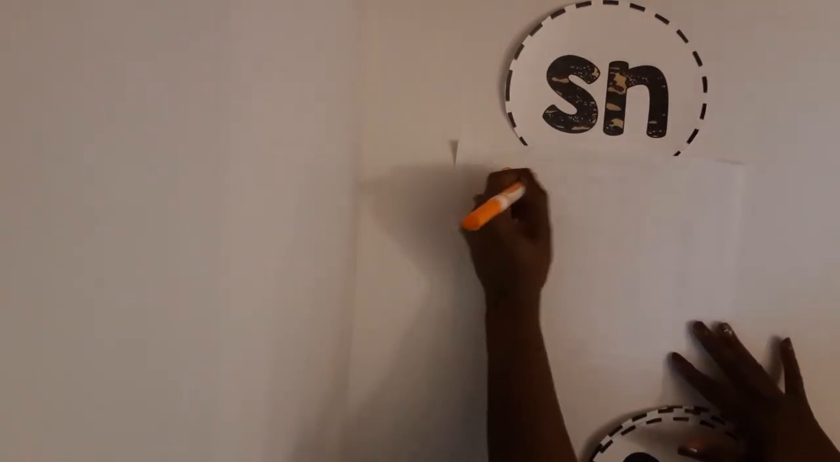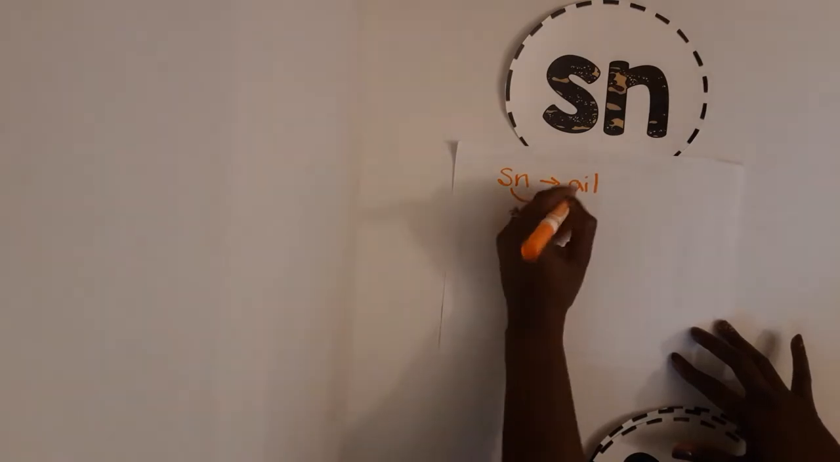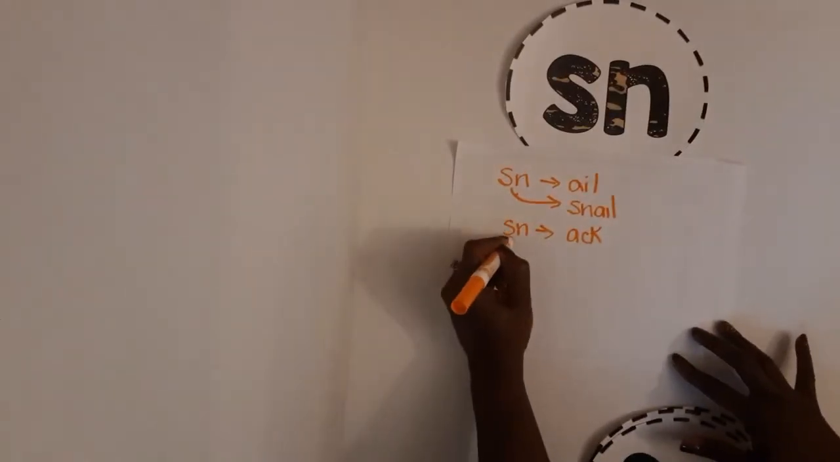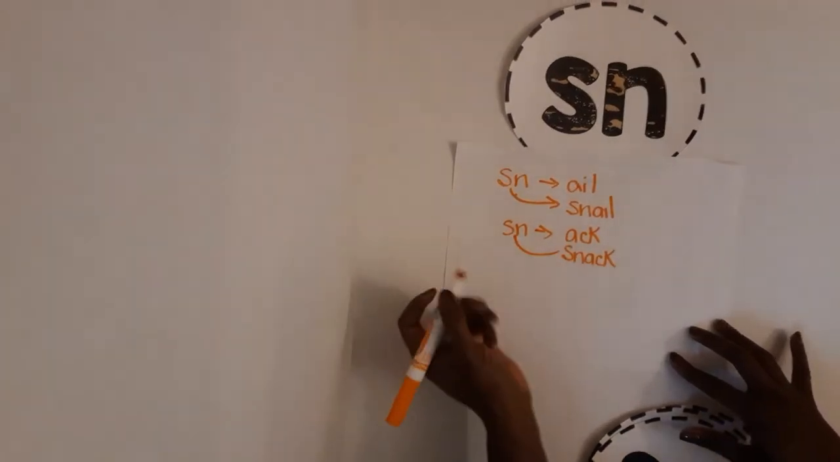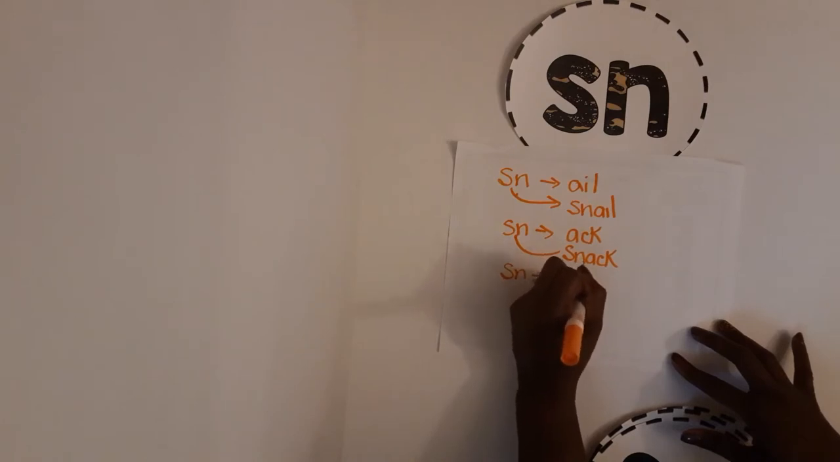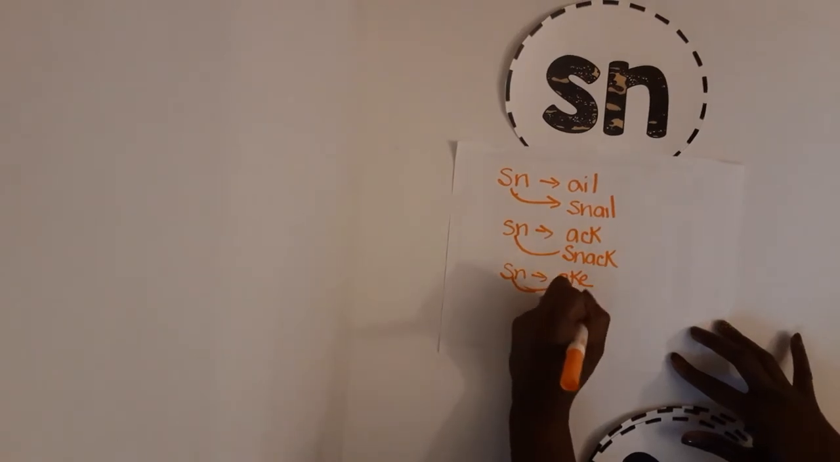So if we were going to make some words with SN, we would have SN first. And then over here, we could have A-I-L. So when you take those two together, you have sn-ail, snail. So S-N, and then I am going to have ack. S-N says sn, and then join it together for snack. Another one we can do, S-N. And then we'll put ake. SN says sn and ake together is snake.